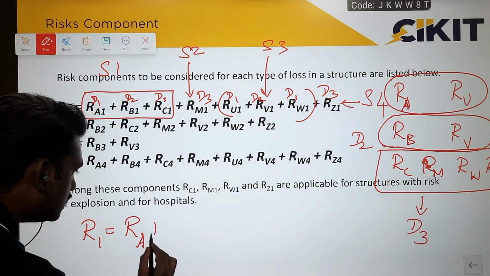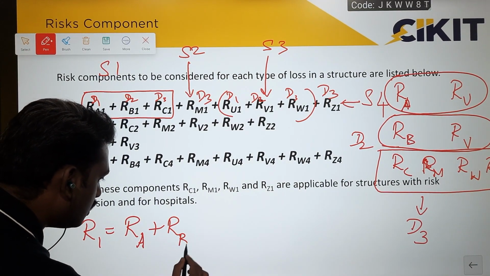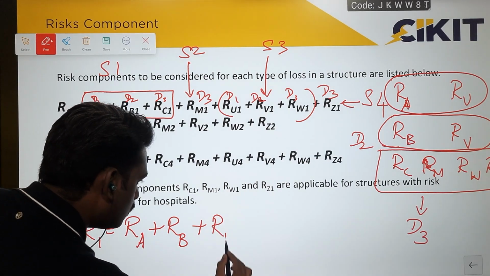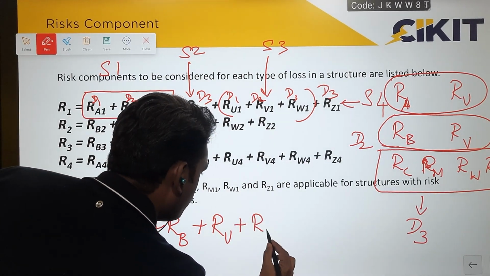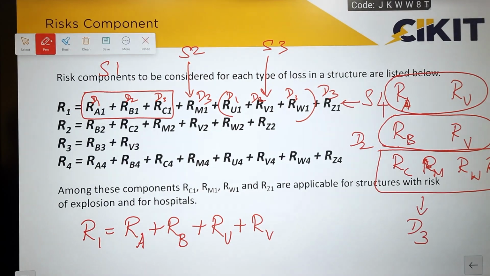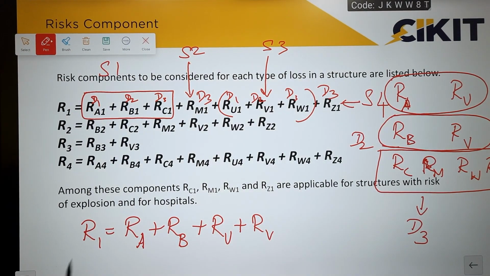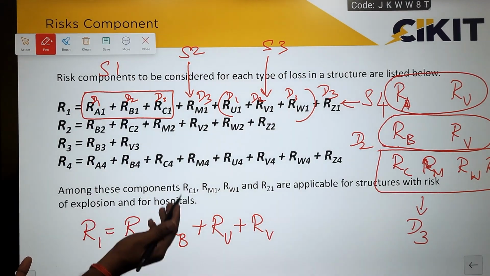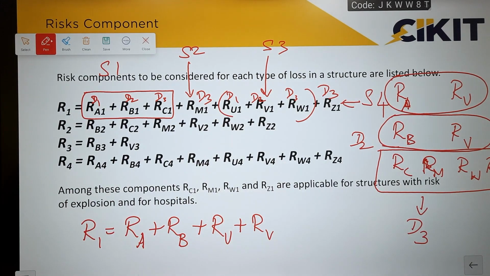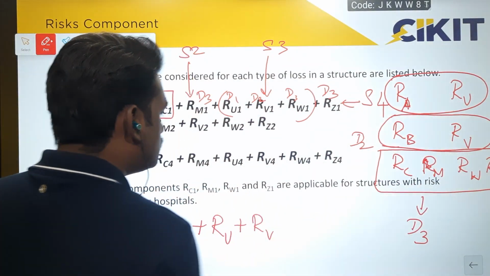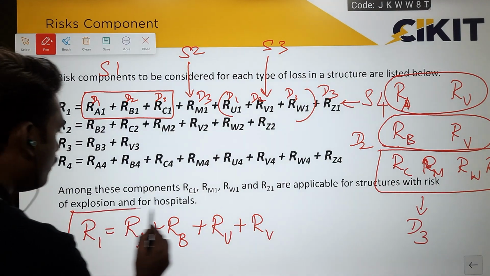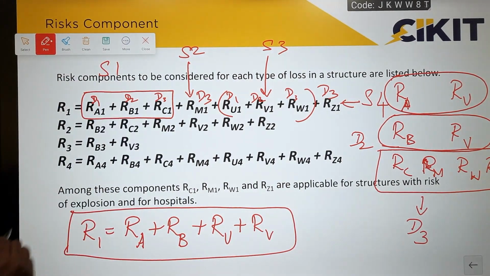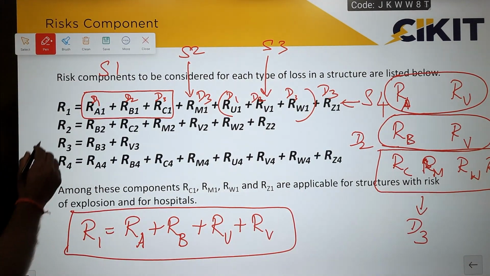RA plus RB plus RU plus RV, because in normal buildings like residential areas and office buildings, there won't be any risk due to failure of electronic equipment. So I won't consider RC, RM, RW, or RZ. For normal buildings, I will be considering only these four parameters. And so the R1 is completed.